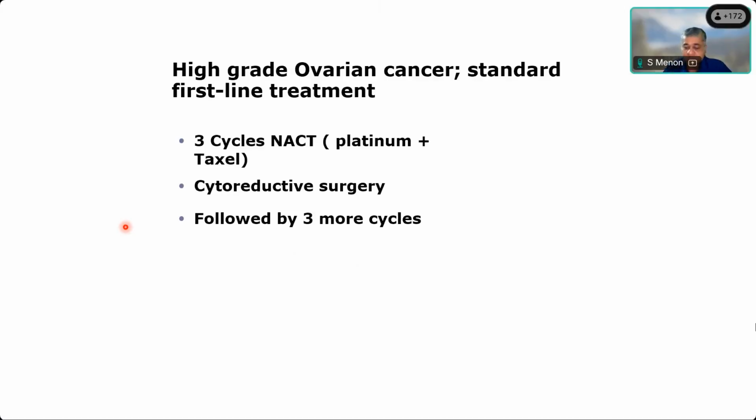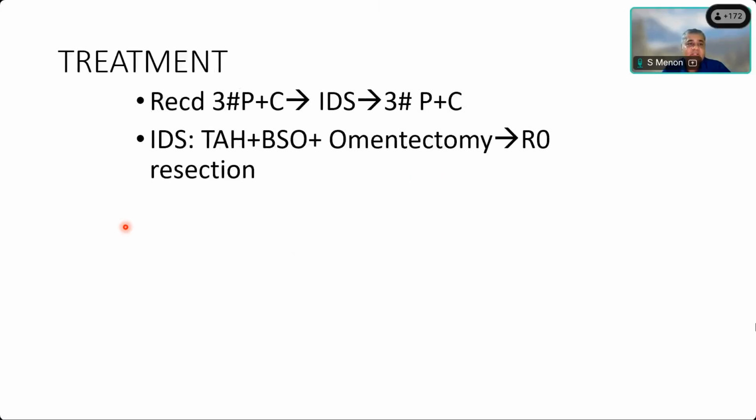So this is the general therapy of high-grade cancers: 3 cycles of platinum and Taxol, followed by interval debulking surgery, and then 3 more cycles of chemotherapy given to these patients. So this patient got this treatment.